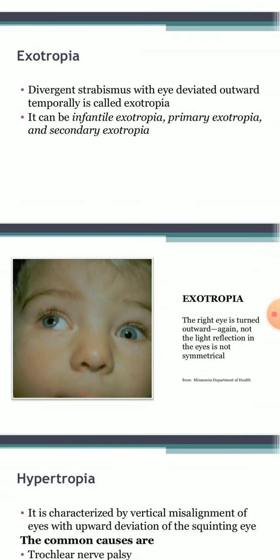Exotropia. Divergent strabismus, with the eye diverted outward temporally, is called exotropia. It can be infantile exotropia, primary exotropia, and secondary exotropia.